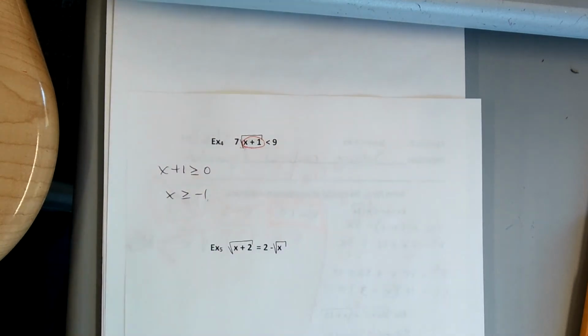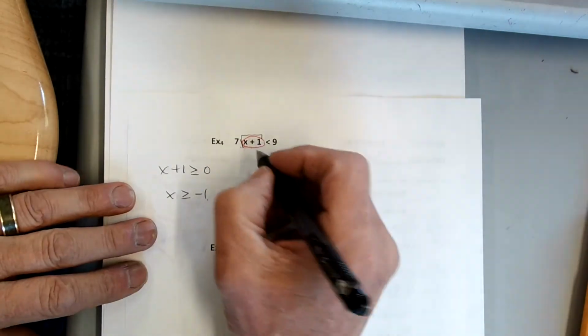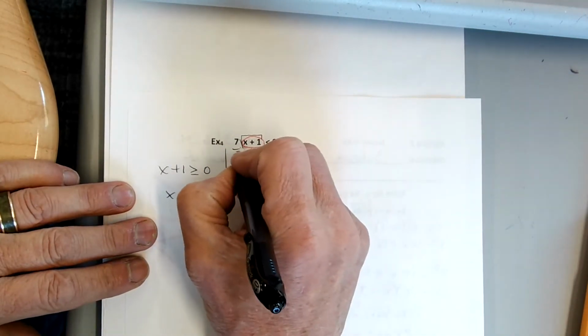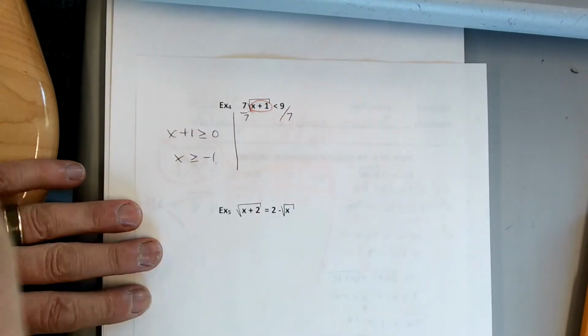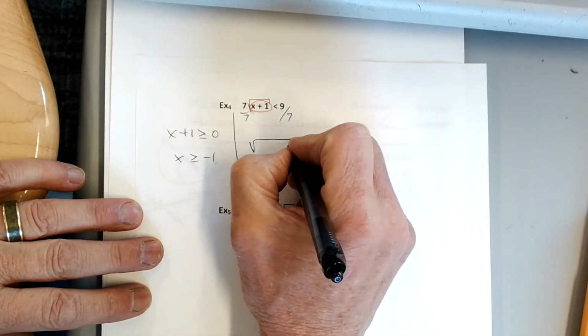And now let's solve it. To solve it, I'm going to divide by 7 first. Well, I get a fraction, but that's okay. I can live with a fraction. Fractions don't scare me.